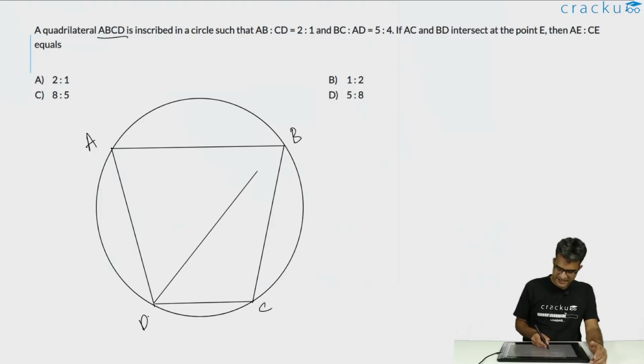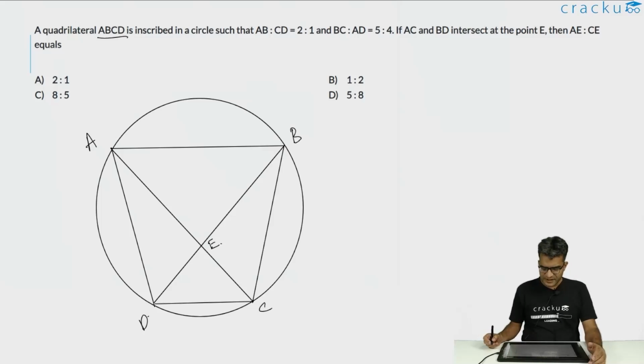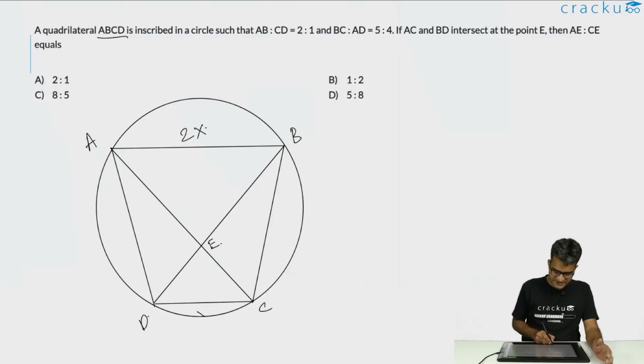and BD and AC intersect at E. So this is BD, and this is AD. This is E. AB is to CD is given, that is 2:1. So let us assume that this is 2x and this is x. Similarly, BC is to AD is given, this is 5:4. So let this be 5y, let this be 4y.